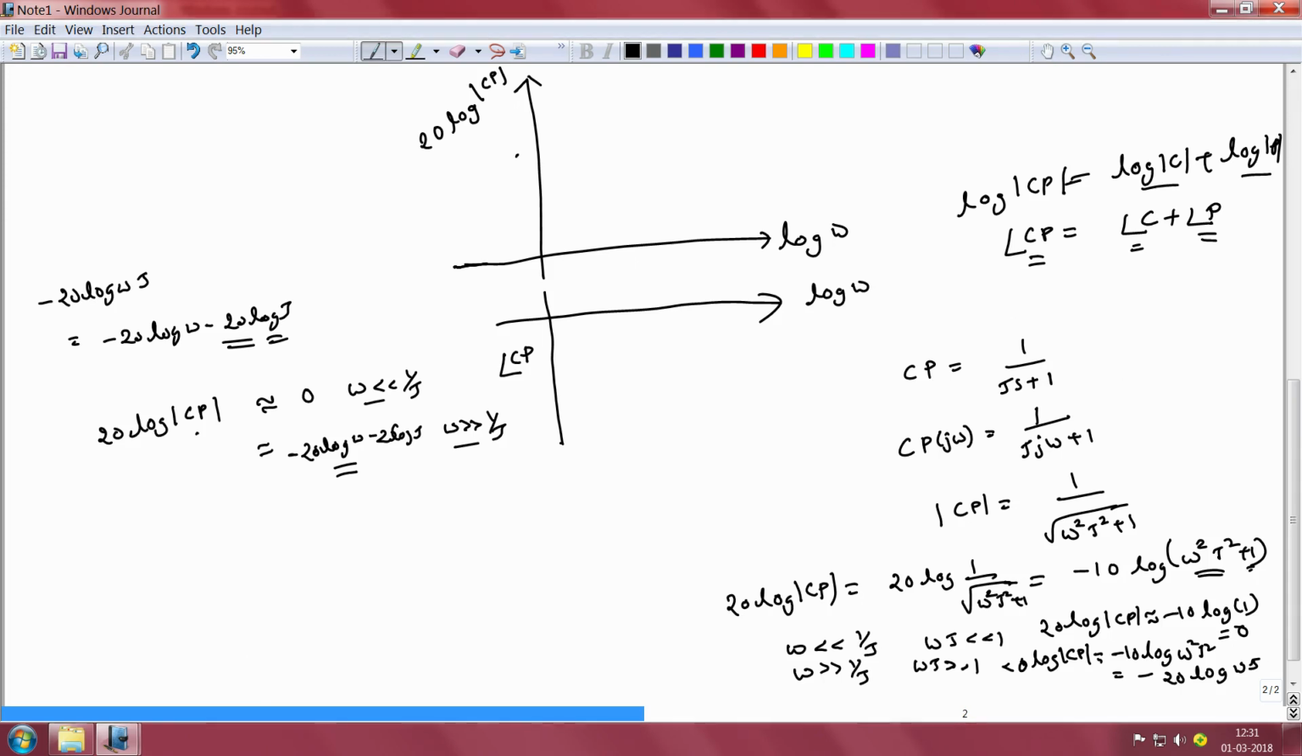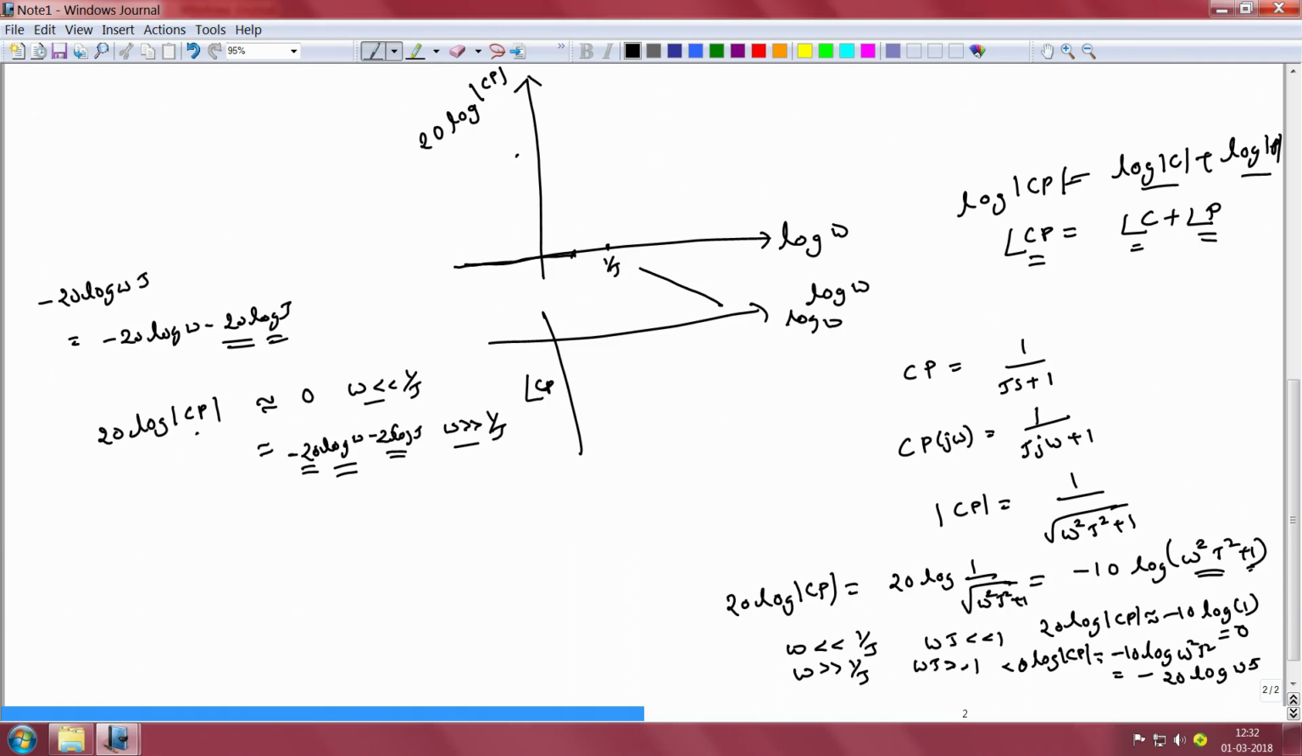When omega is much less than 1 by tau, it is a straight line of slope 0 and magnitude also 0, and when omega is, let us say, the point 1 by tau is somewhere here, omega much greater than 1 by tau, we would have this to be another straight line of slope minus 20 dB per decade, or of slope minus 20 and an x intercept of minus 20 log tau. So, that would be another straight line.